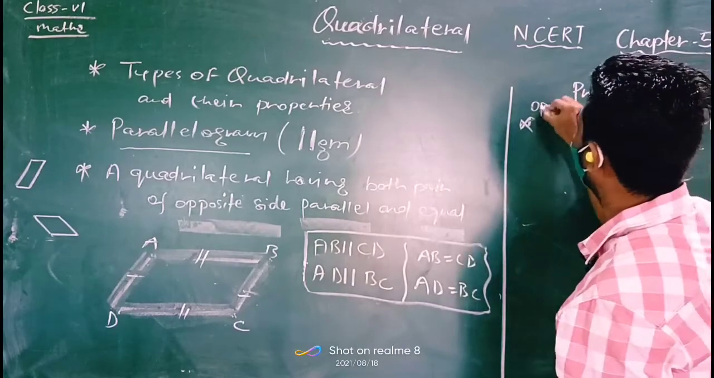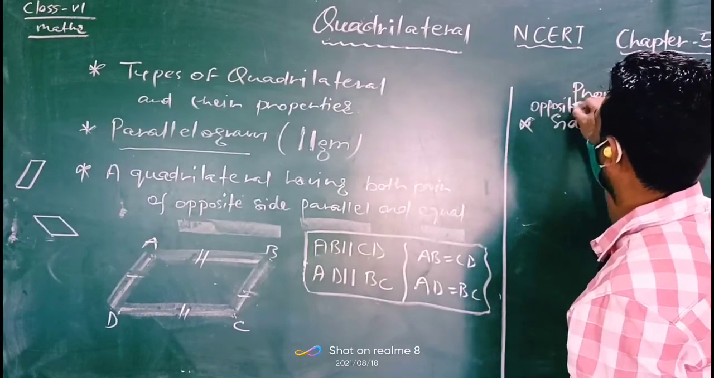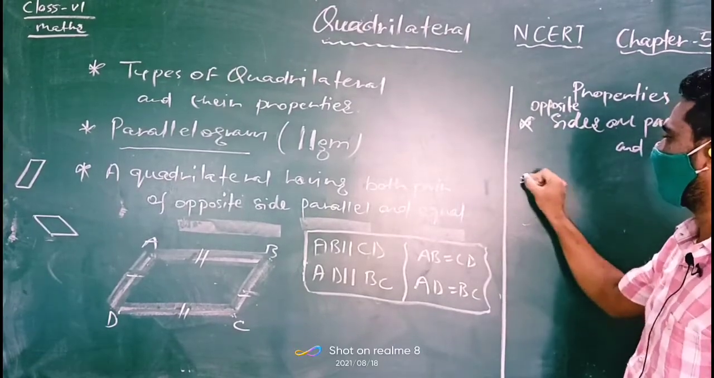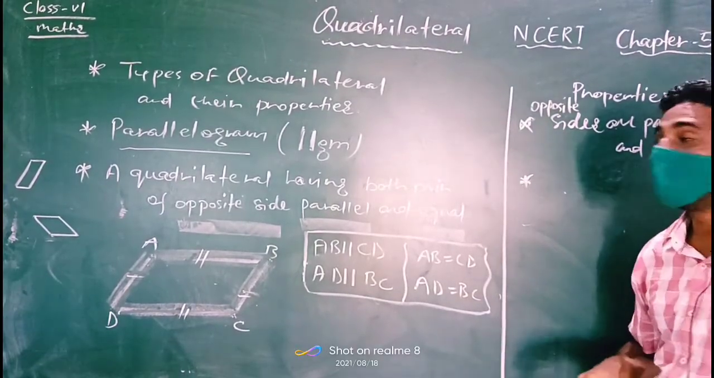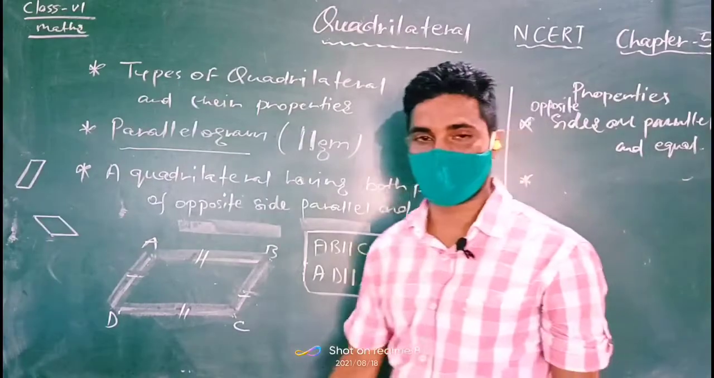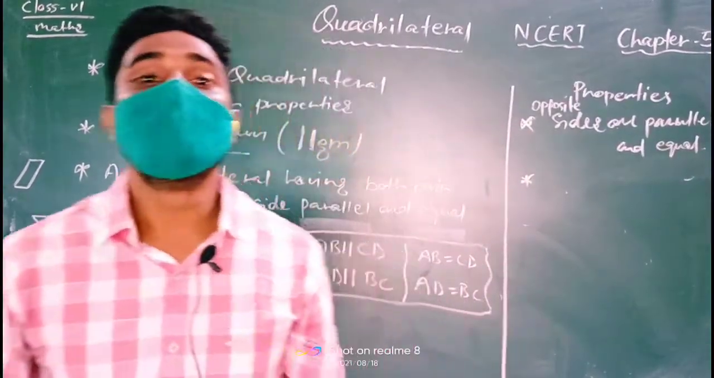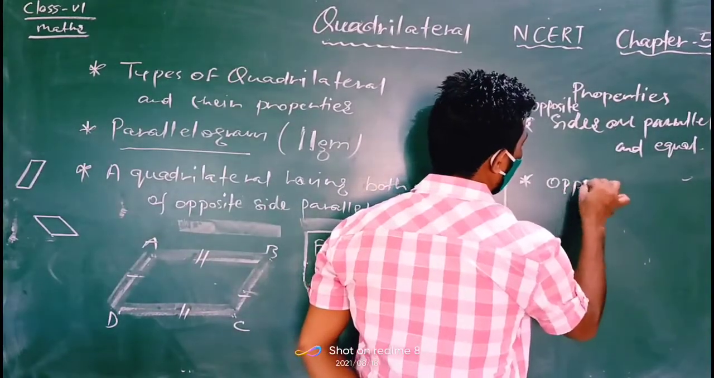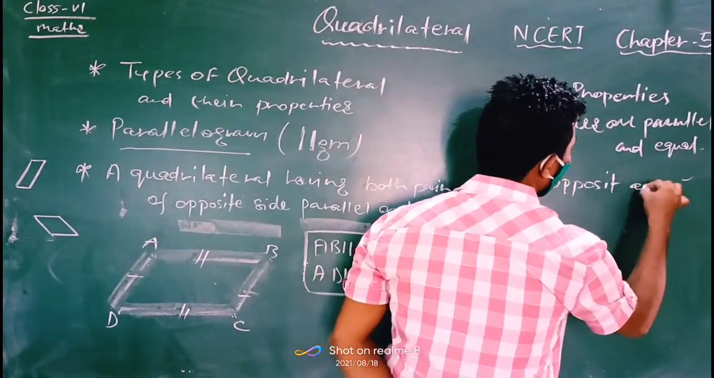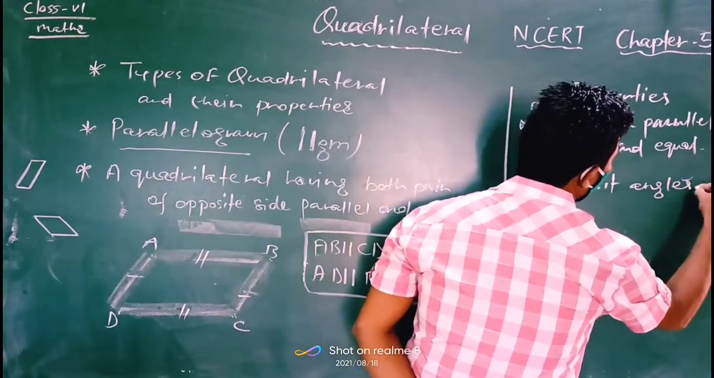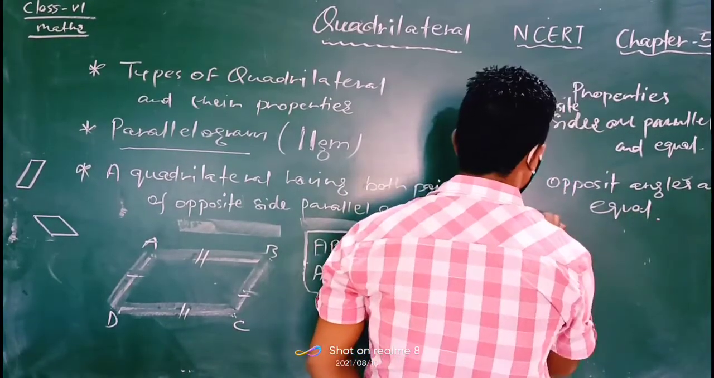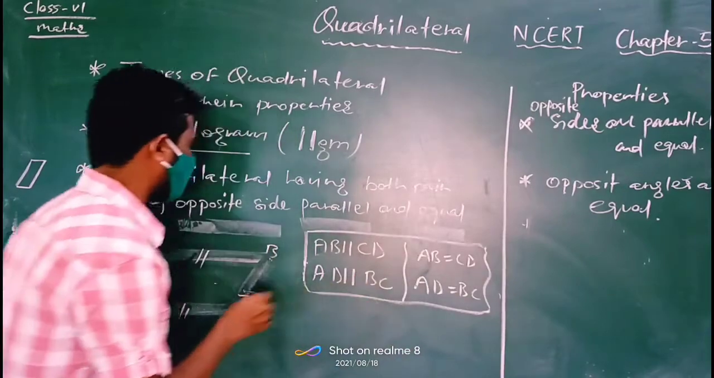So you write here, opposite sides are parallel and equal. So opposite sides are parallel and equal is one of the properties. The second property is what? In the parallelogram, opposite angles will be equal. So opposite angles will be equal. Do you see the opposite angles in this diagram?